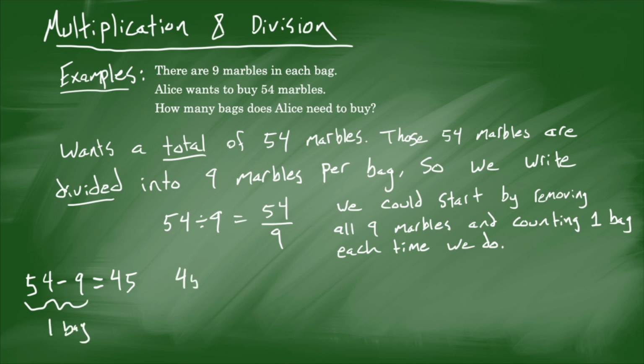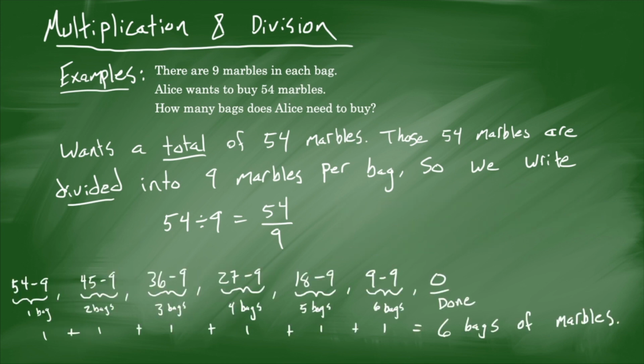Then we'd have 45 minus 9, and that's bag 2. At 2 bags, this is equal to 36. So 36, and so on and so on. We'd get something like this.